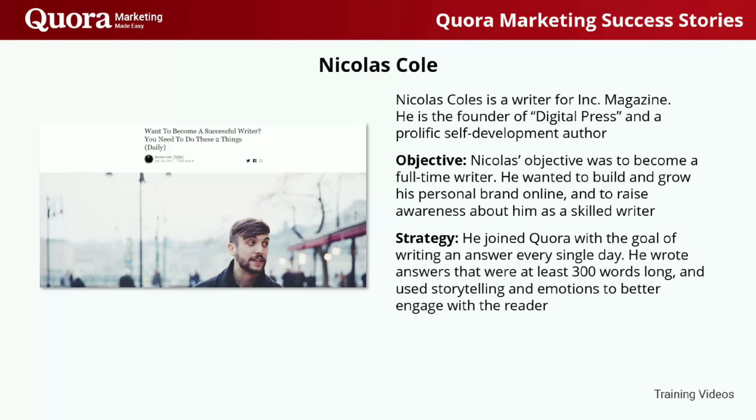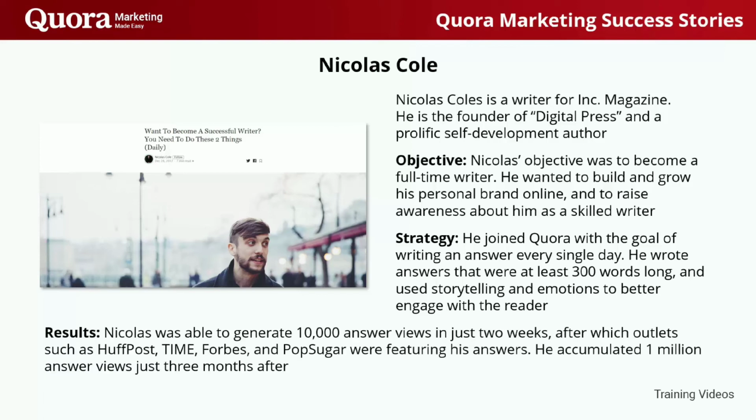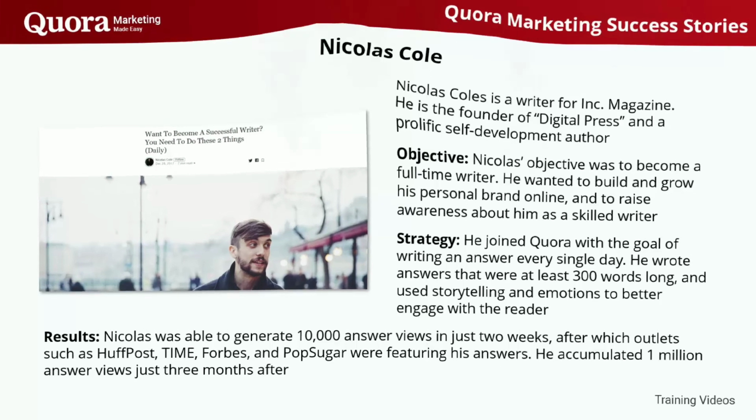Strategy. He joined Quora with the goal of writing an answer every single day. He wrote answers that were at least 300 words long and used storytelling and emotions to better engage with the reader. Results? Nicholas was able to generate 10,000 answer views in just 2 weeks, after which outlets such as HuffPost, Time, Forbes, and Pop Sugar were featuring his answers. He accumulated 1 million answer views just 3 months after.